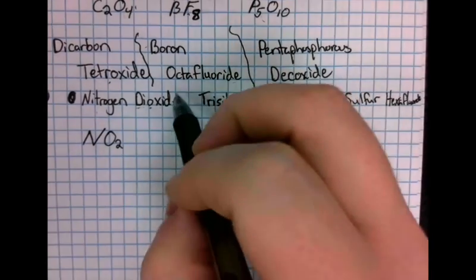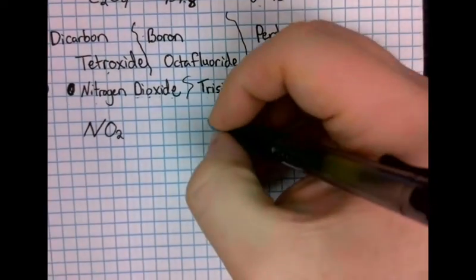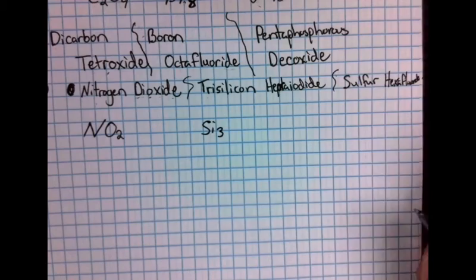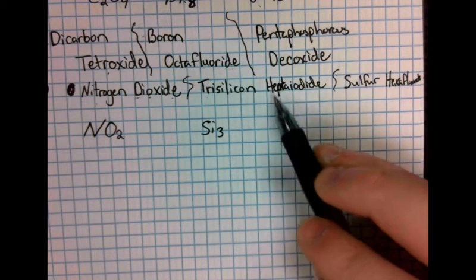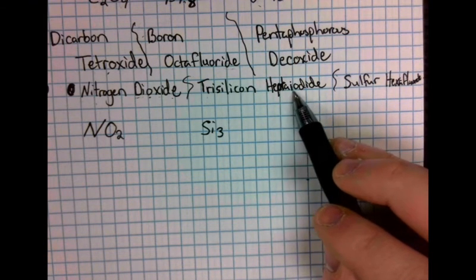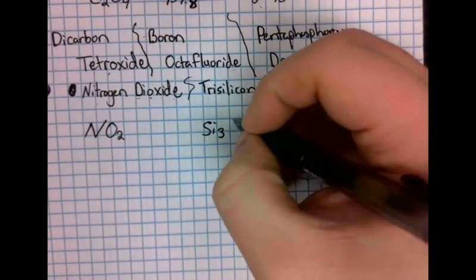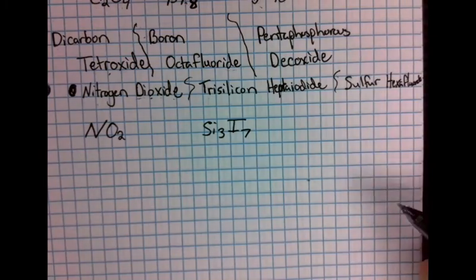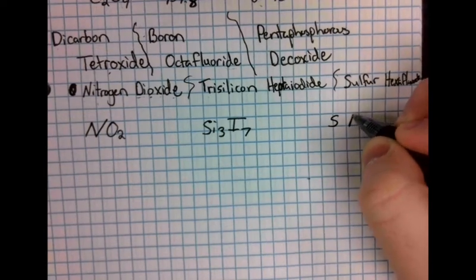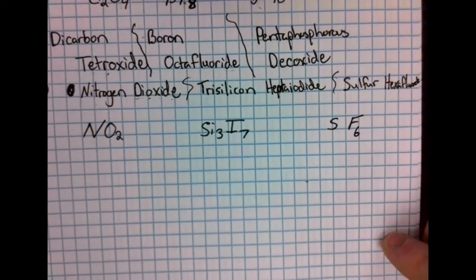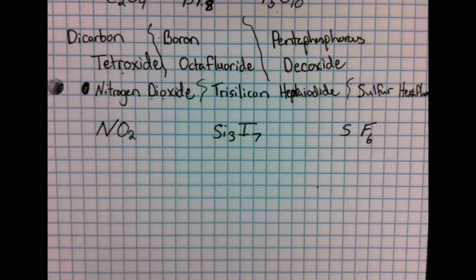Trisilicone heptaiodide. Again, let me draw some little dividers here so we can tell where they start and end. Trisilicone, silicone is Si, tri means 3. Heptaiodide, that's a little bit weird of a way of saying it, but it's got that like 3 vowel piece in there. But hepta is 7, iodide means iodine, so it'll be I7. And then for our last one, sulfur is S, hexa means 6, and fluoride is F. SF6. So again, no crossing charges, no Roman numerals, no anything like that.